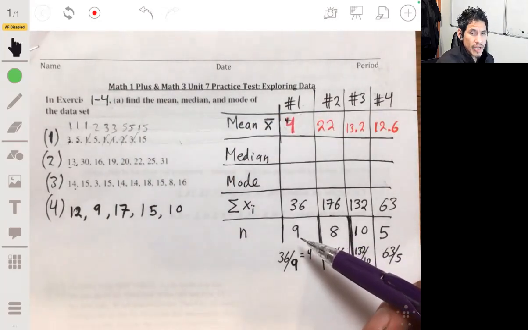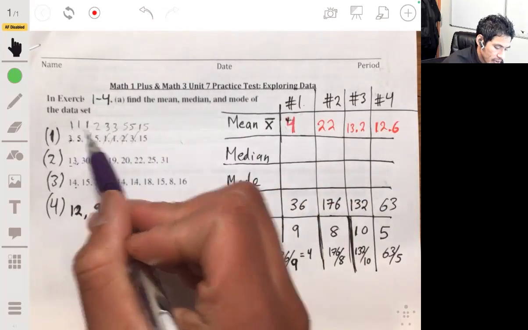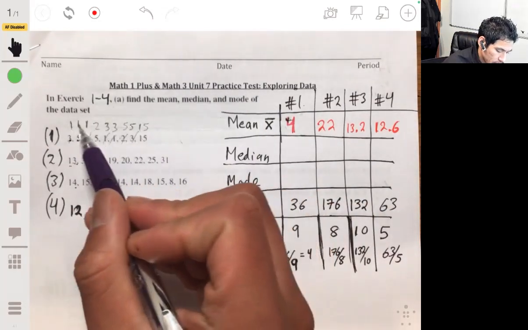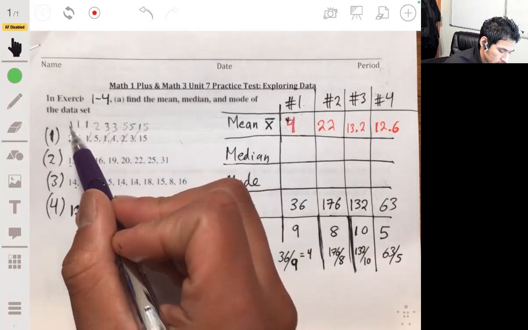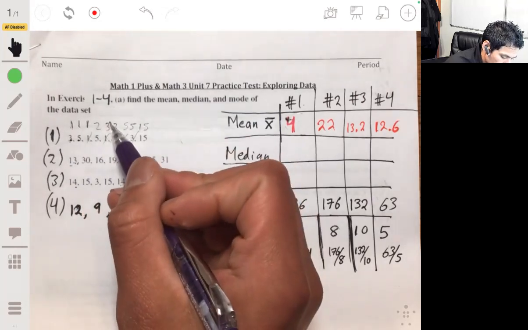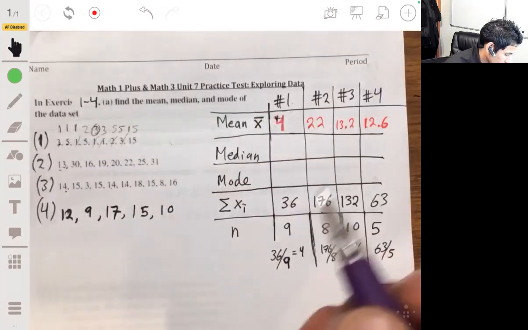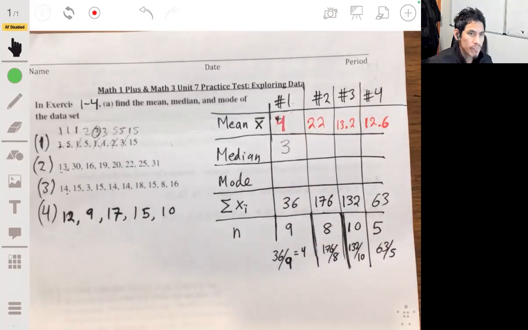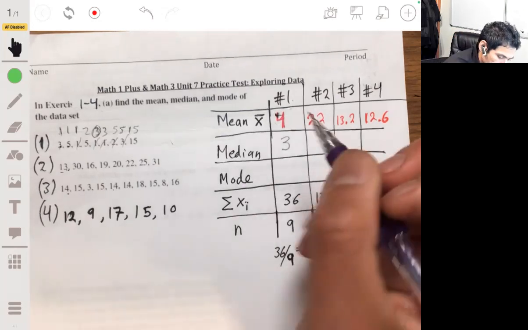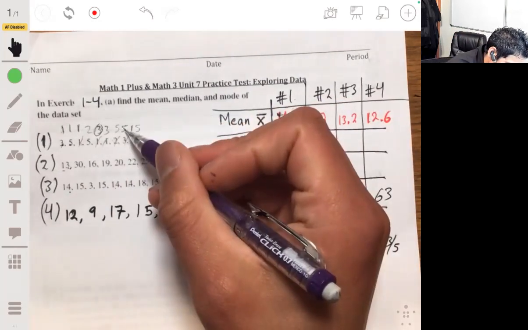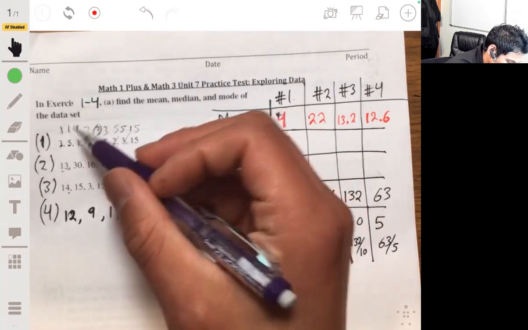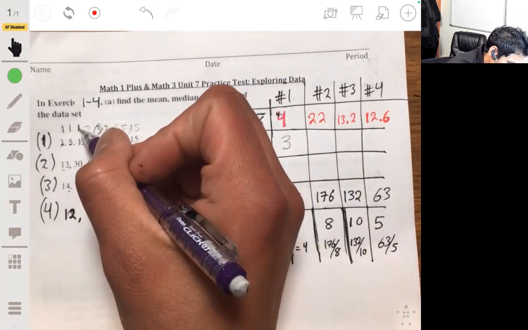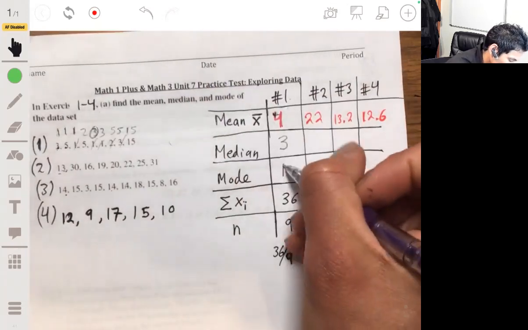And since we have 9 values, the median is going to be the 5th number, like the person in fifth place you can think of. So 1, 2, 3, 4, 5. So it would be 3. And the mode is just the number that occurs the most. So the mode here, you could say 5 and 3. Oh no, sorry, it'd just be 1, because 1 occurs 3 times.